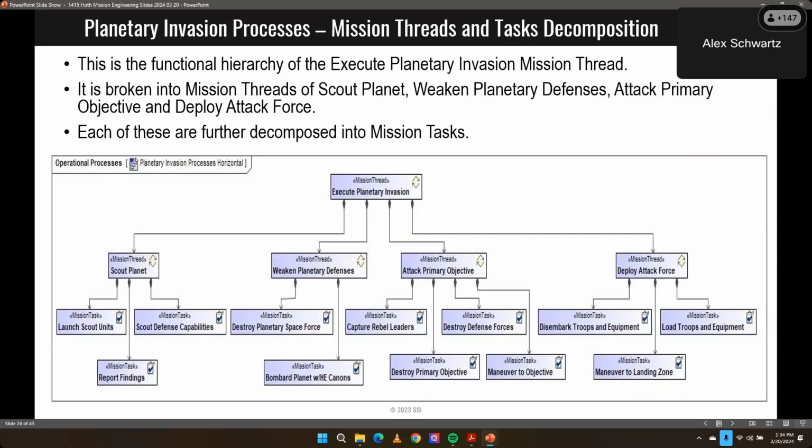Then you have the lower-level set of these, where you have your mission thread at the very top, and then we have our sub-mission threads, as it were. Execute planetary invasion is the main thread. That's made up of scouting, weakening planetary defenses, attacking the primary, and then we have mission tasks under those. Now, your mission tasks are the things that are specific to the mission. One of the things we assume is that you've already got an existing model of these different systems. You've got a list of the functions that they can perform, and that's what's going to be the next level down in this architecture. So you're building things up as you go.